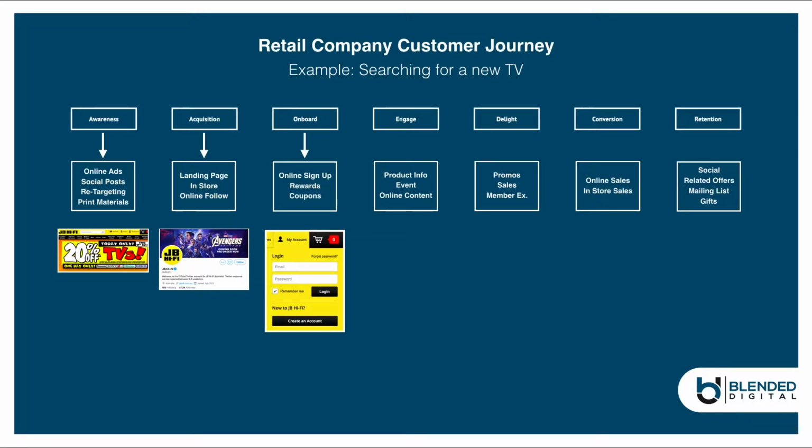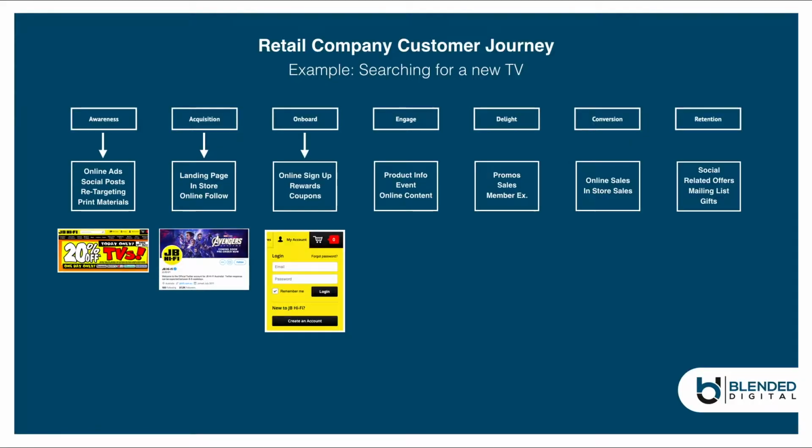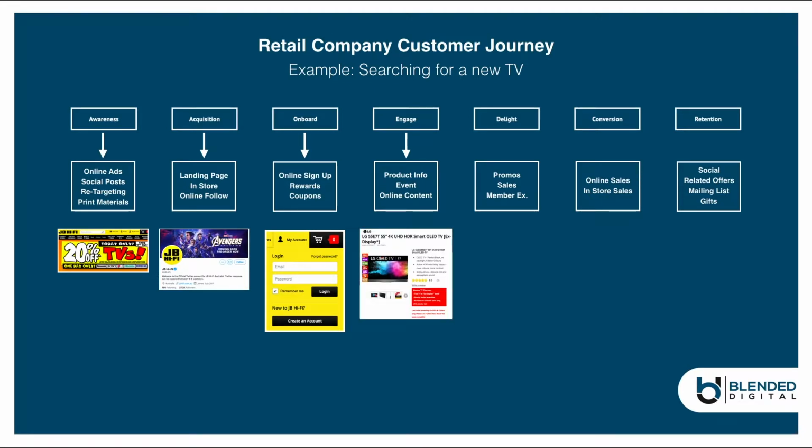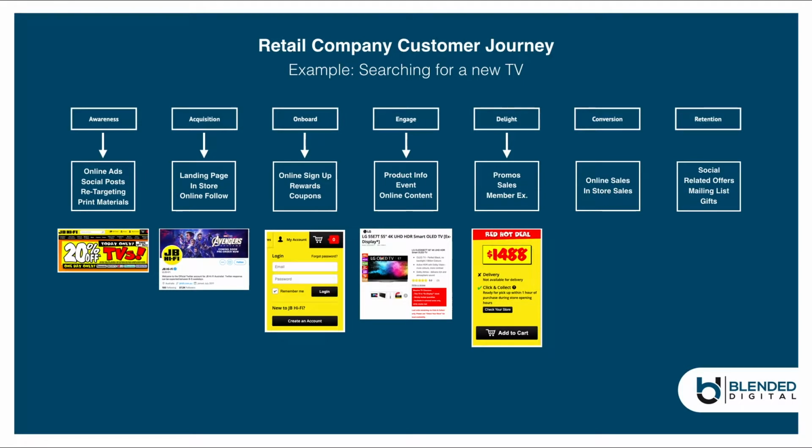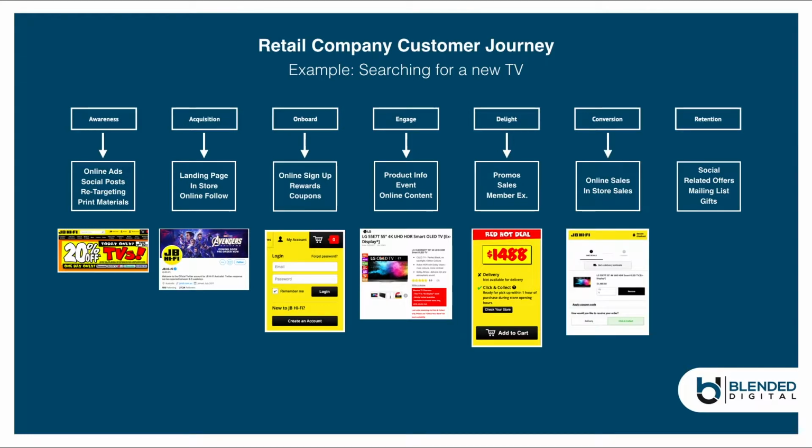The next step is the online sign-up, rewards and coupons that this particular retail company can offer. In this case, you can sign up for that on JB Hi-Fi. Then the next bit comes engagement, so product info, events, online content, etc. You'd be looking at this TV example here, finding the info about the particular product you're interested in. Then you have the delight phase, which comes with things like promos, sales, member-exclusive offers, etc. In this case, this TV has a hot deal to it. And then the conversion comes from that, which is the online sale or the in-store purchase.